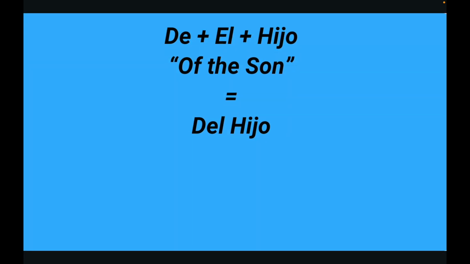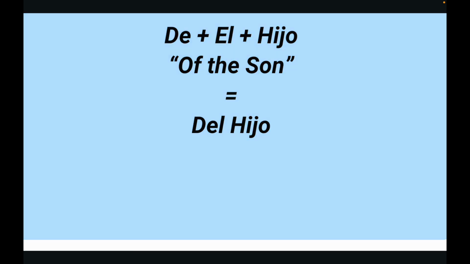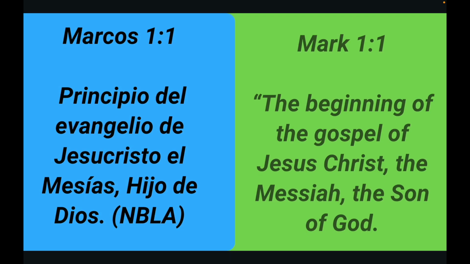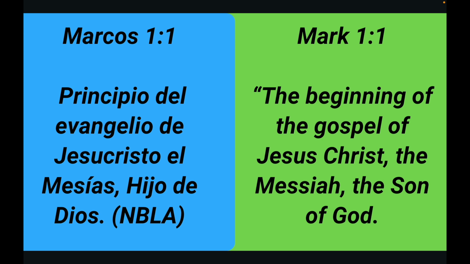If we wanted to say of the Son, instead of saying de el Hijo, it becomes del Hijo. Of the Messiah would, instead of being de el Mesías, become del Mesías. All right, so Mark 1:1, Marcos capítulo 1, versículo 1: principio del evangelio, of the gospel, de Jesucristo, of Jesus Christ, el Mesías, the Messiah, hijo de Dios, son of God. Principio del evangelio de Jesucristo, el Mesías, hijo de Dios: the beginning of the gospel of Jesus Christ, the Messiah, the son of God.